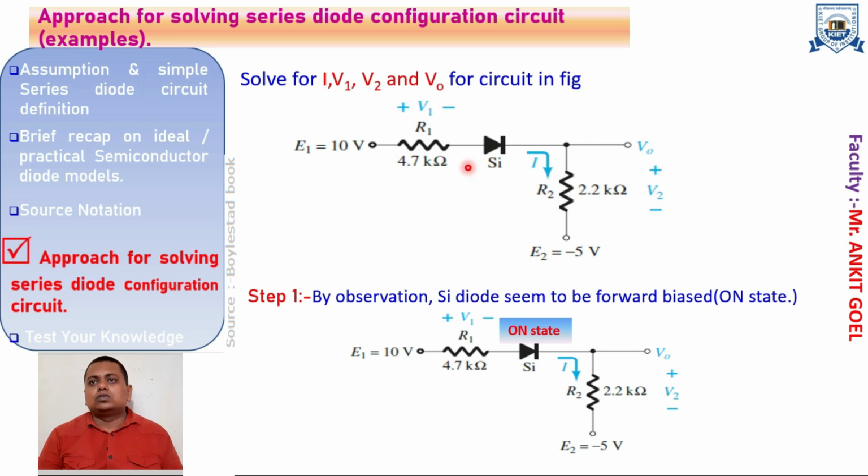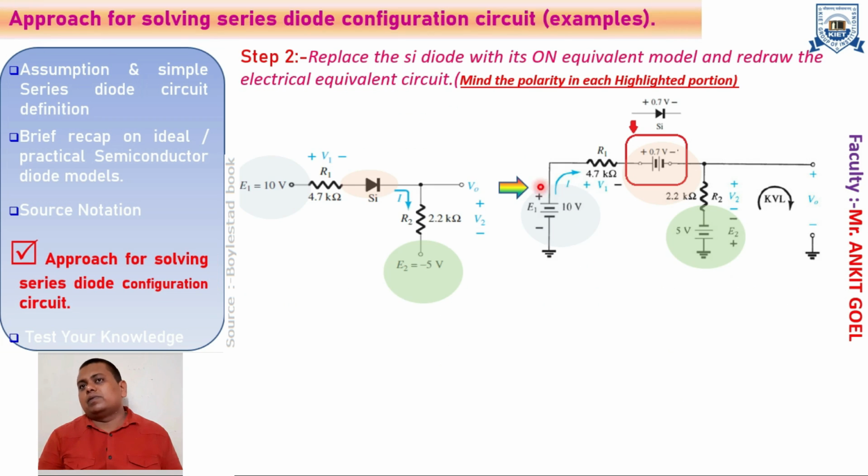Right. In this we have the on state. We determine the on state because on the left side we have E1 equals 10 volt and on the right side we have minus 5 volt. So normally the potential on the left hand side is more than the potential on the right hand side. So it puts the diode in the on state. In the next step we will replace the diode by its equivalent circuit.